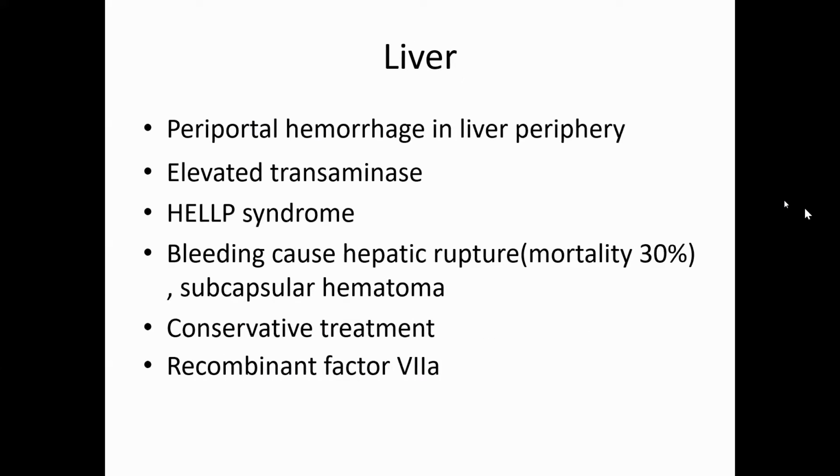And in the liver, it causes periportal hemorrhage, and there will be elevated liver enzymes, and that will lead to HELLP syndrome. HELLP syndrome is nothing but hemolysis, elevated liver enzymes, and low platelet count. H stands for hemolysis, EL stands for elevated liver enzymes, and LP stands for low platelet count. It's a severe form of hypertensive disorder of pregnancy. So a patient can have HELLP syndrome, which has a mortality as high as 40-50% whenever a patient develops HELLP syndrome.